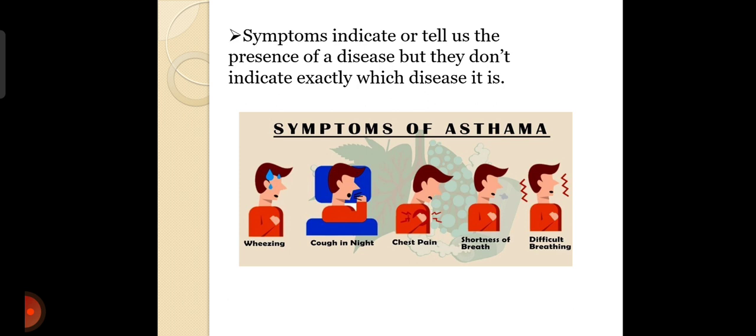Symptoms also indicate the presence of a disease, but they don't indicate exactly which disease it is. For example, the symptoms of asthma are wheezing, cough in the night, chest pain, shortness of breath, and difficult breathing. But if we look at COVID symptoms and asthma symptoms, shortness of breath is one of the common ones. So as an individual, we will not be able to judge whether we have the problem of asthma or it is because of COVID.